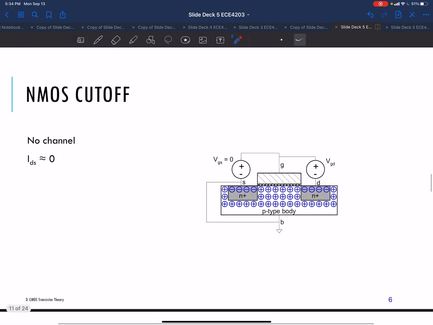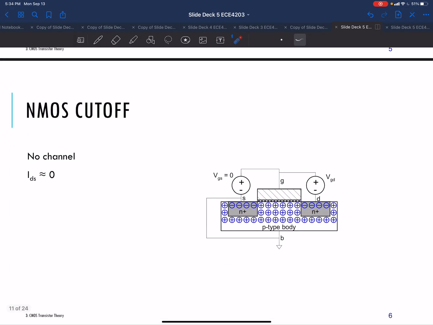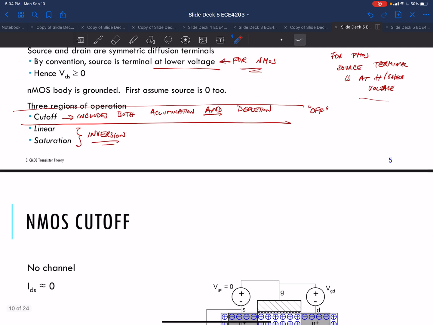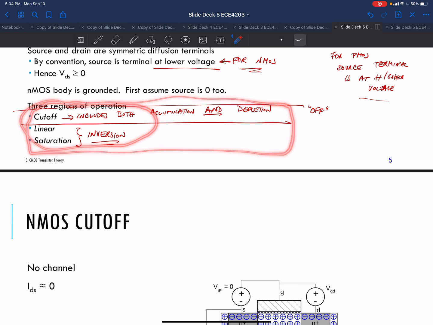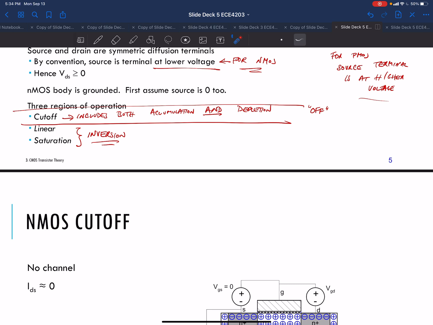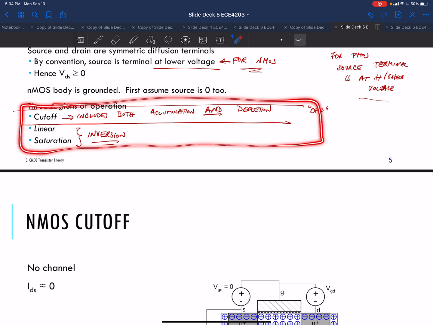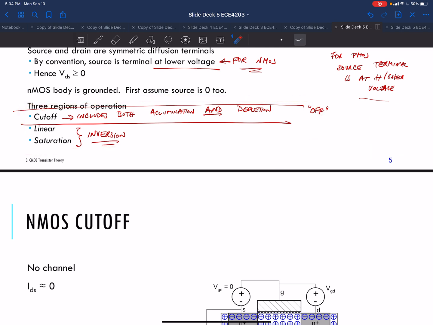Okay, guys, so let's now look at the different modes we talked about for the NMOSFET or PMOSFET, again, very similar. All the voltages are complementary or reversed from the NMOS. So let's look at these three modes of operation: cutoff, linear, and saturation.